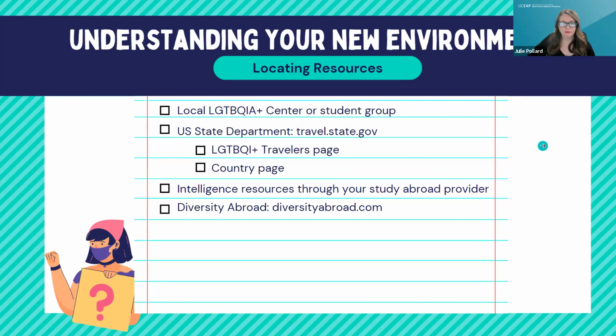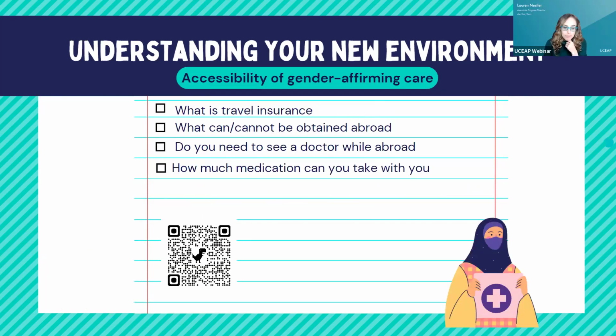And I'm going to hand it over to Julie. Thank you. The UC travel insurance program is a travel policy that is required. You will be automatically enrolled and the cost is included in your program fees. This travel policy will serve as your primary medical coverage while abroad if you have an accident or an illness.